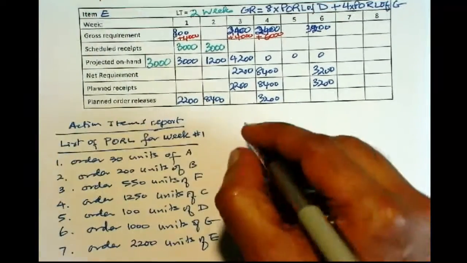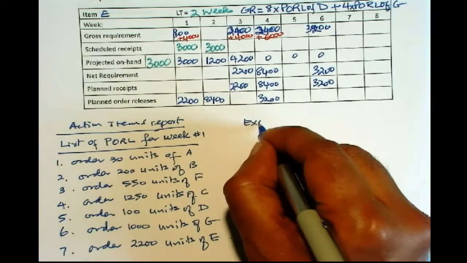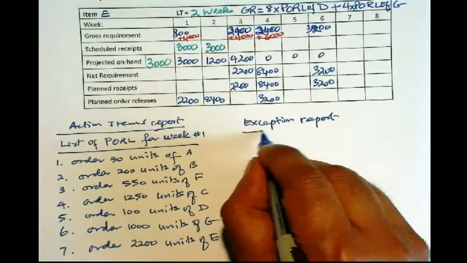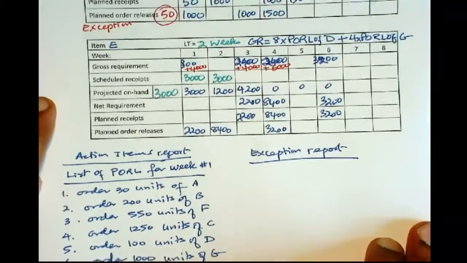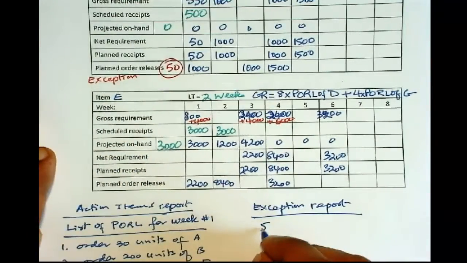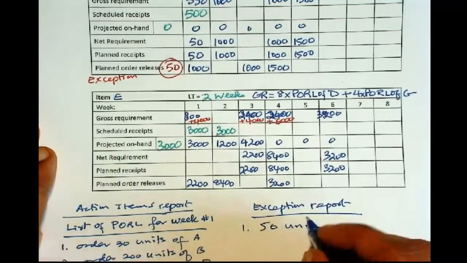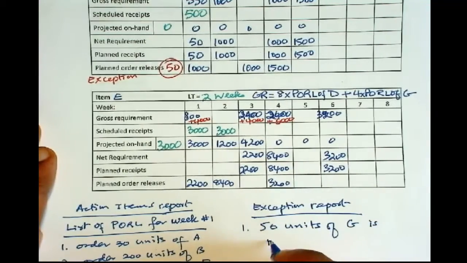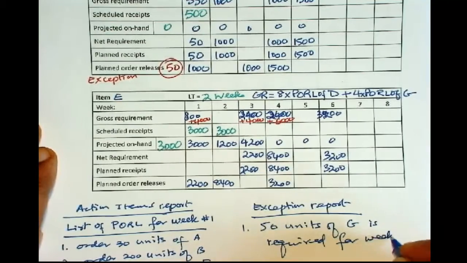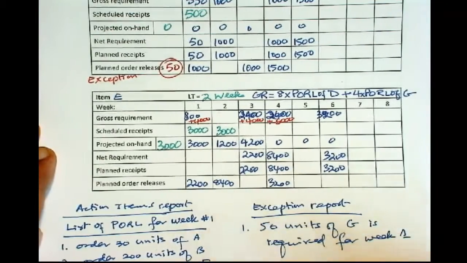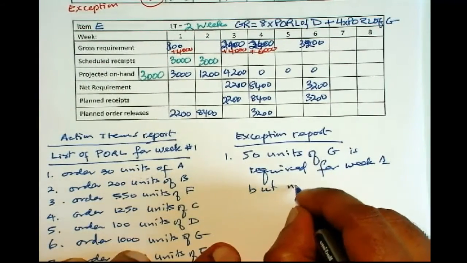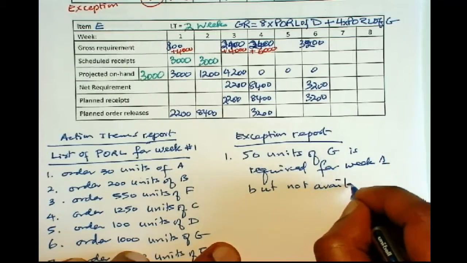Then the second report is the exception report. So any problem areas, so that's what that is. So the first exception is 50 units of G is required for week 1, but not available. So this is something that we'll have to try to mitigate.